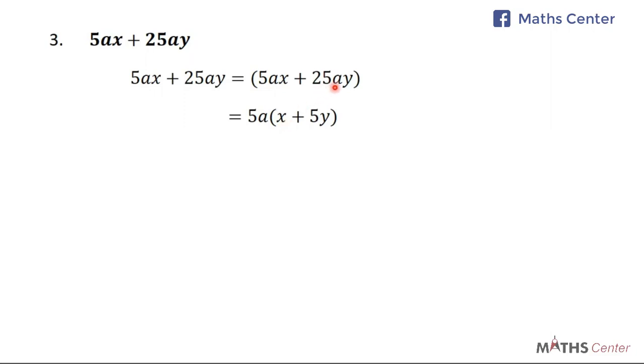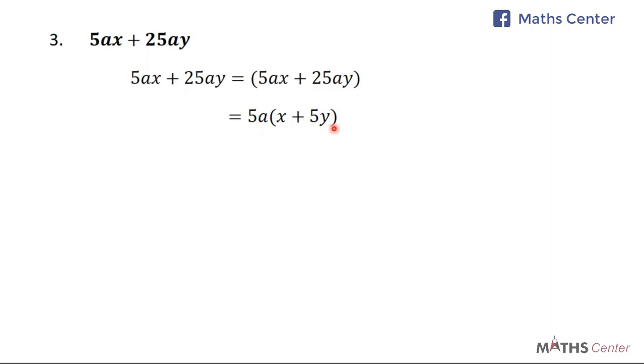Then you move on to the next one. We have 25ay. That was what used to be there. This time the common factor is 5a. So we divide 25ay by 5a. You know that when that happens, 5 will cancel 25 5 times. A will cancel a, so that we get 5y.